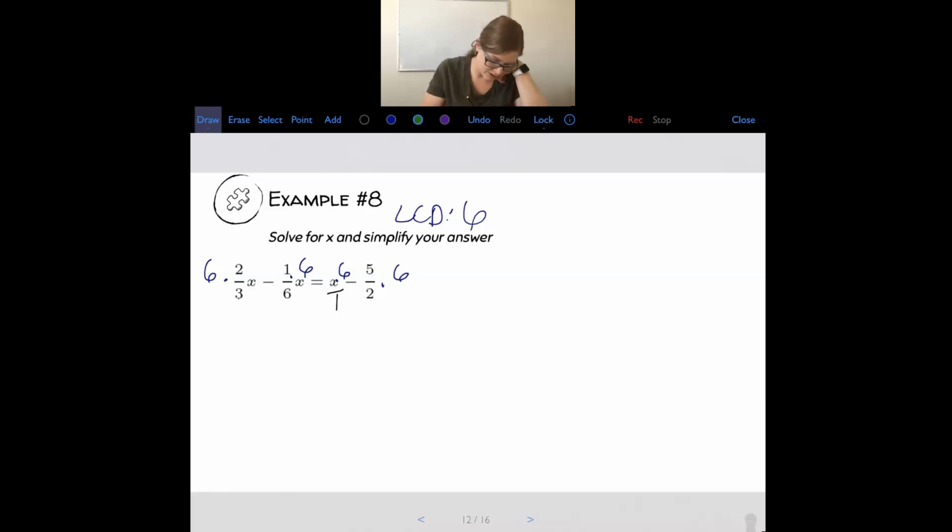So 6 times 2 is 12. We keep our denominator of 3, and then we have x minus 1 times 6 is 6. Okay, x times 6 is just 6x over 1. And then we have minus 30 divided by 2.